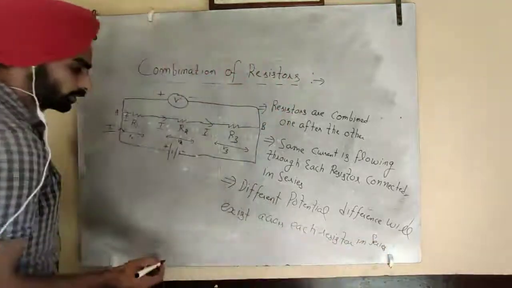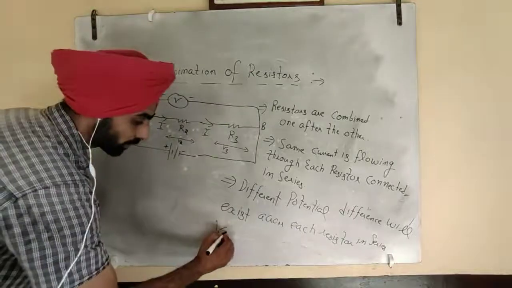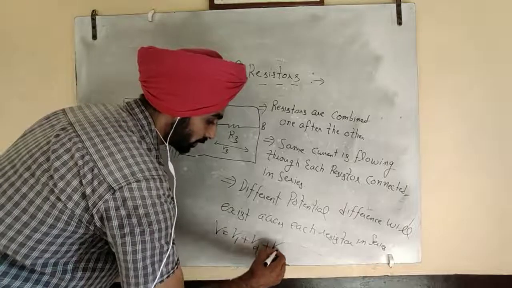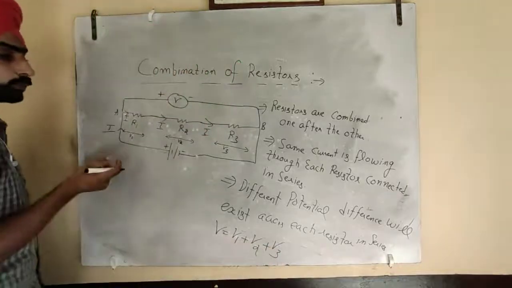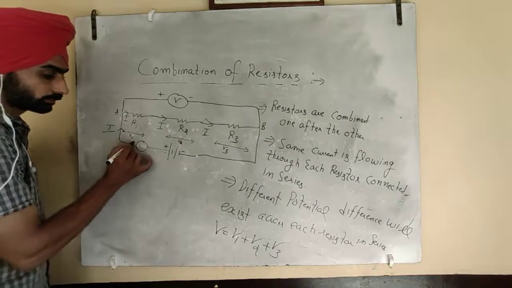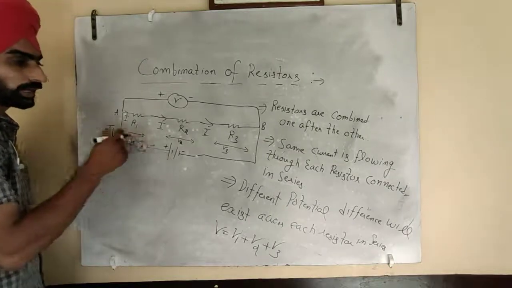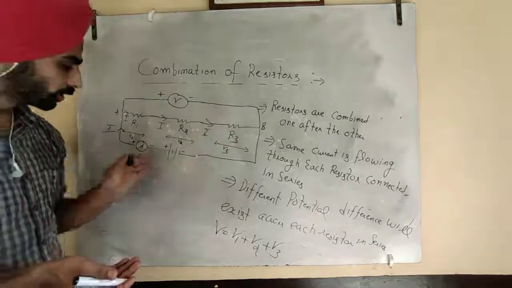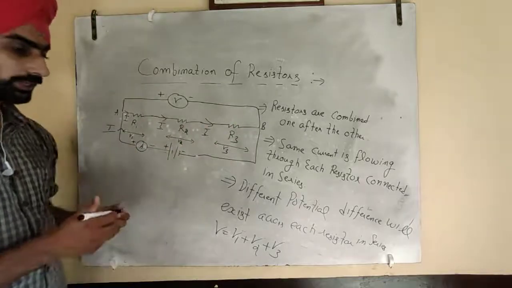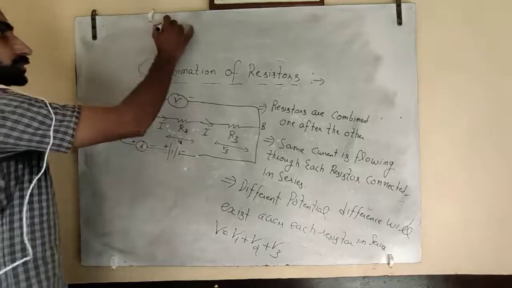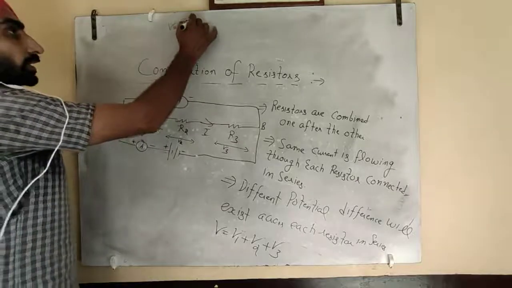OK, so total potential is V1 plus V2 plus V3. And if you want to calculate the current, you can connect an ammeter here. So I is flowing through every resistor, so I will flow through the ammeter. You know Ohm's law, V equals IR.